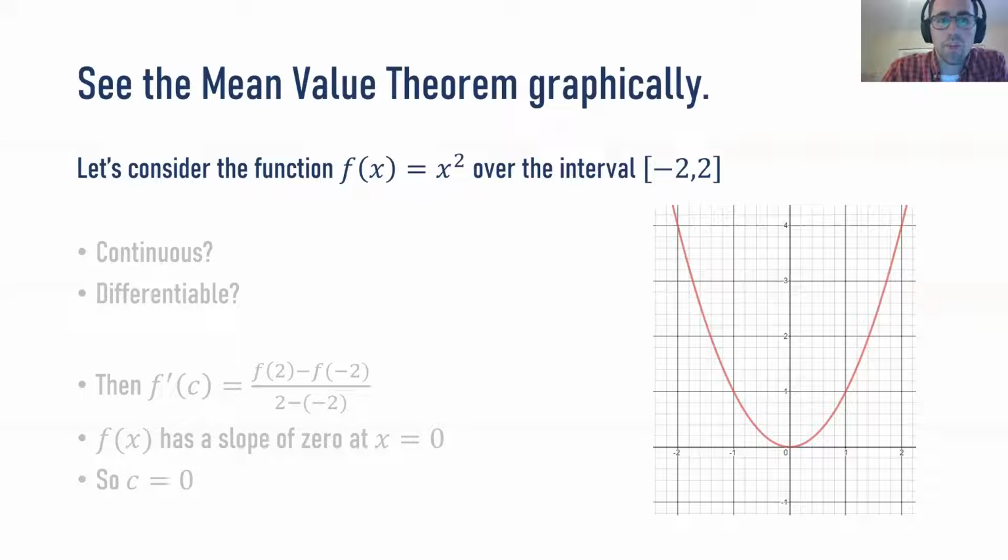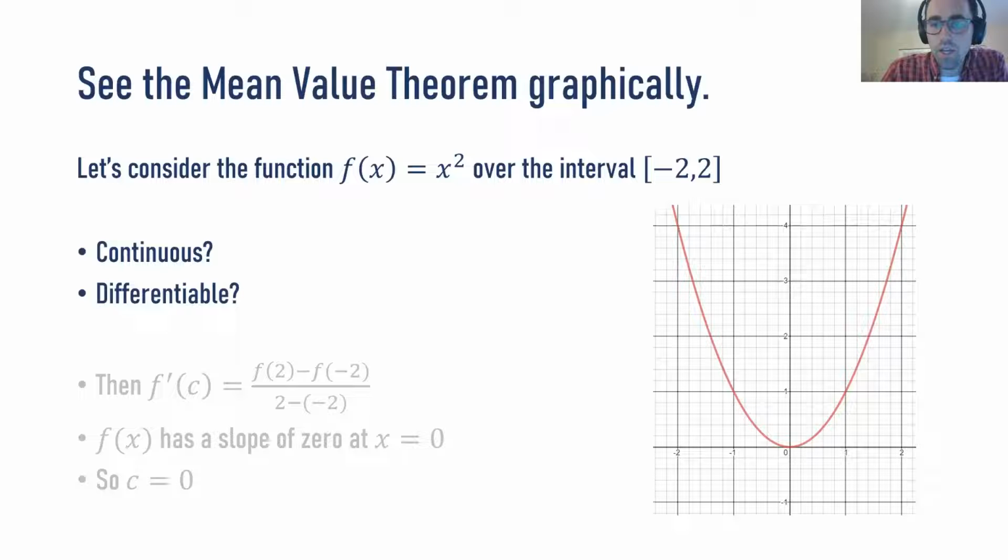So with that, let's see this in action graphically. Here I'm given a function x squared, and I'm looking at the interval -2 to 2. Simple parabola. First 2 things I need to ask myself if I'm going to use the mean value theorem are, is it continuous, is it differentiable? Let's focus on the first part. Between -2 and 2, I see the graph can be drawn without picking up my pencil. So it's continuous.